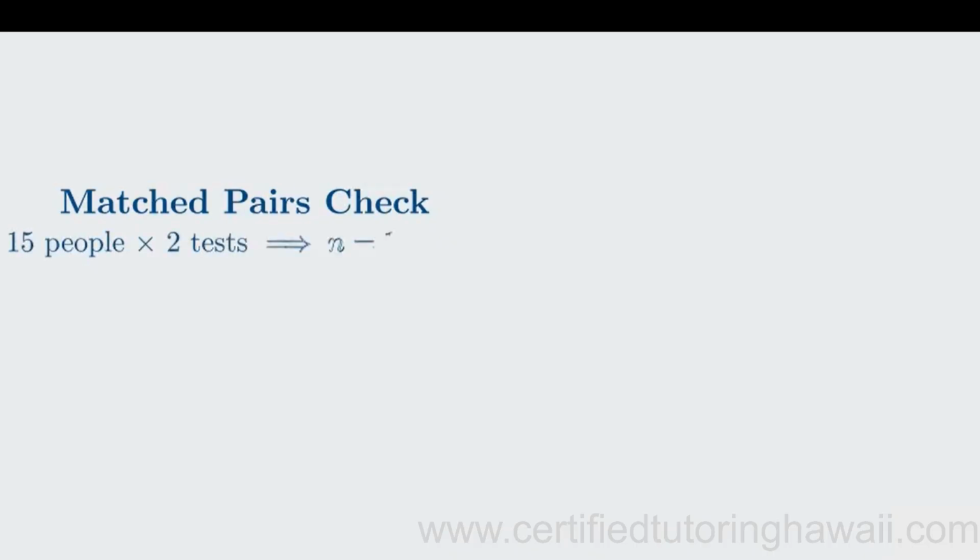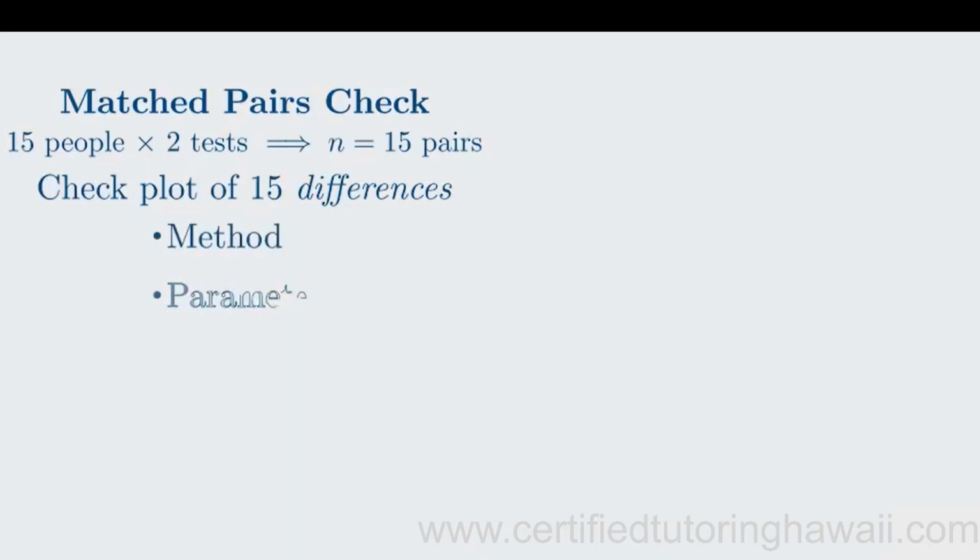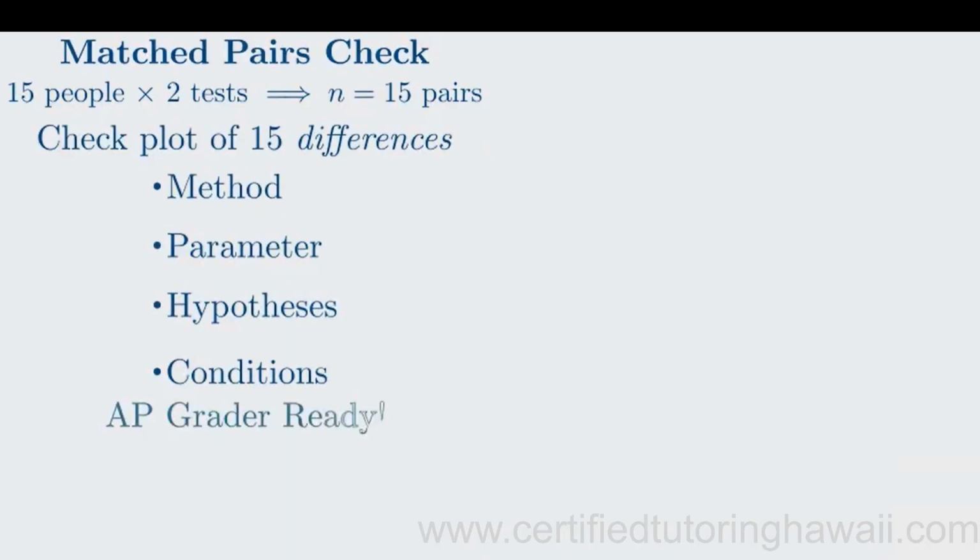In a matched pairs context, remember that n refers to the number of pairs, not the total number of measurements. If you test 15 people twice, your n is 15, not 30. This means you would need to check the plot of the 15 differences for normality. By following these structured steps, method, parameter, hypotheses, and conditions, you provide a rigorous justification for your statistical inference. This structure is exactly what AP graders are looking for.